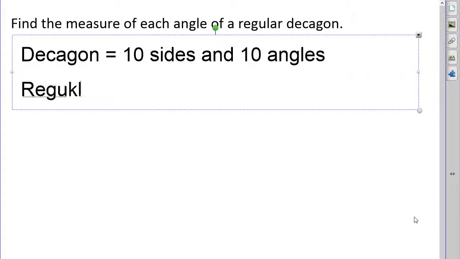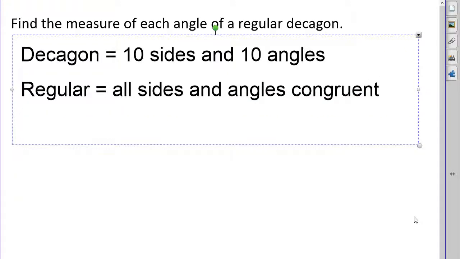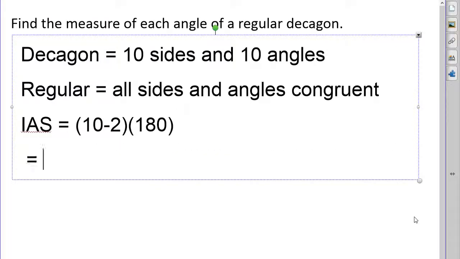The first question is, what does regular mean though? Okay, so hopefully you said that regular means all sides and angles congruent. So what that means for us is if I can figure out the sum of the interior angles, just divide by 10, because that's how many angles there would be, that would give me 1. So, interior angle sum is 10 minus 2 times 180. That gives us 8 times 180.